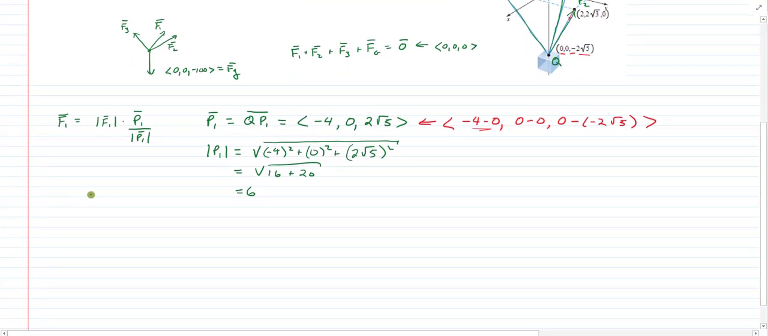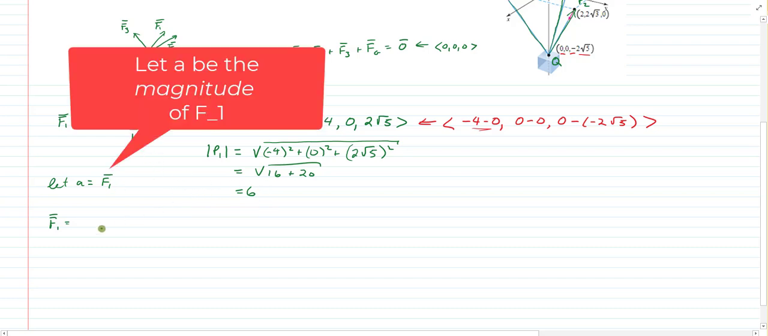So what I can now do is describe this first force vector in terms of some unknown magnitude. We don't know what F1 is. And in fact, just for simplicity's sake, let's let a equal F1, just so I don't have to keep writing this as a vector. And so this would be the force vector.